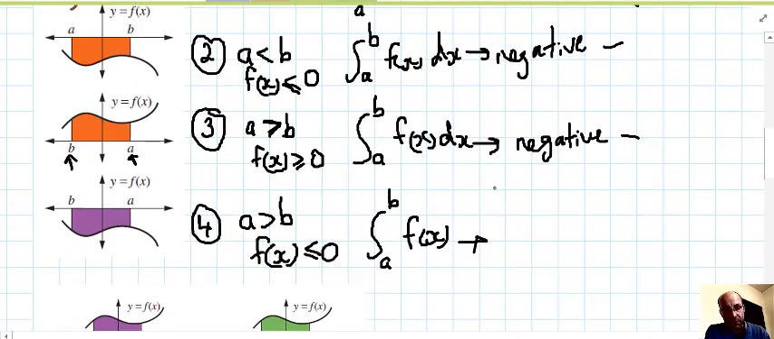Same with this last one here. It's the reverse of number 2, where we had a negative outcome. We're still integrating in the same manner, but we've swapped the limits around such that a is greater than b, and that will make a positive result.